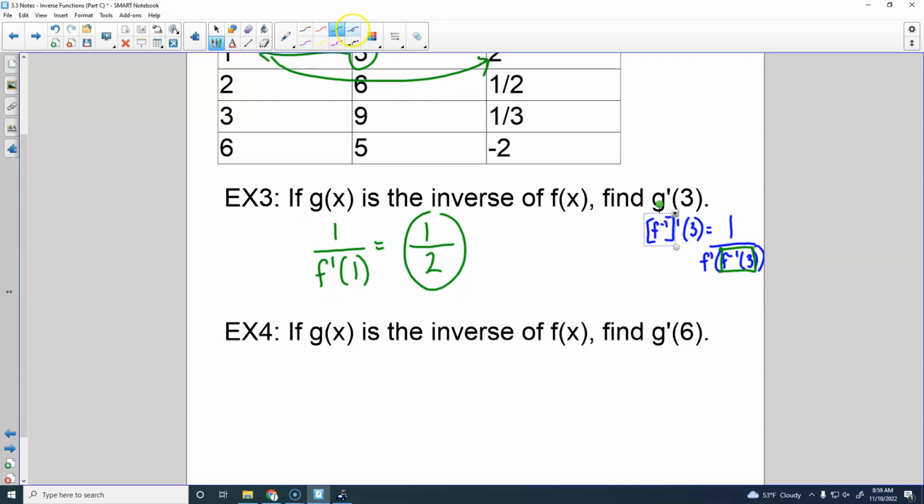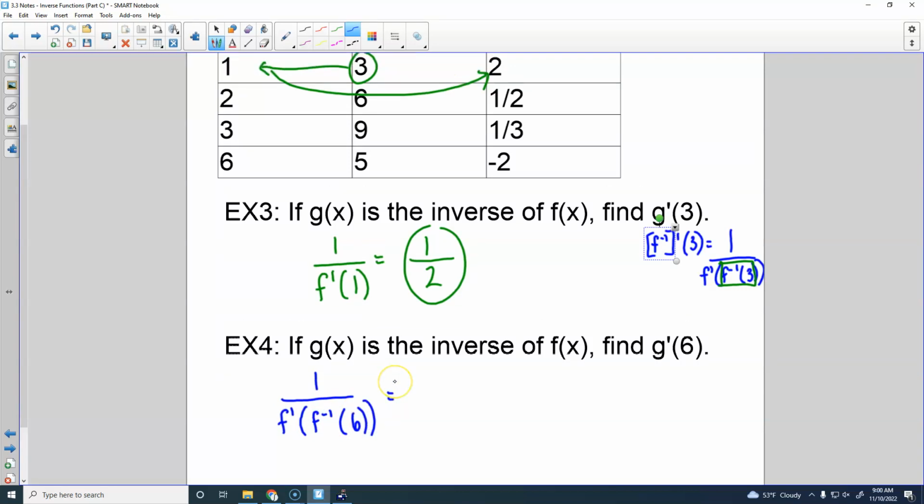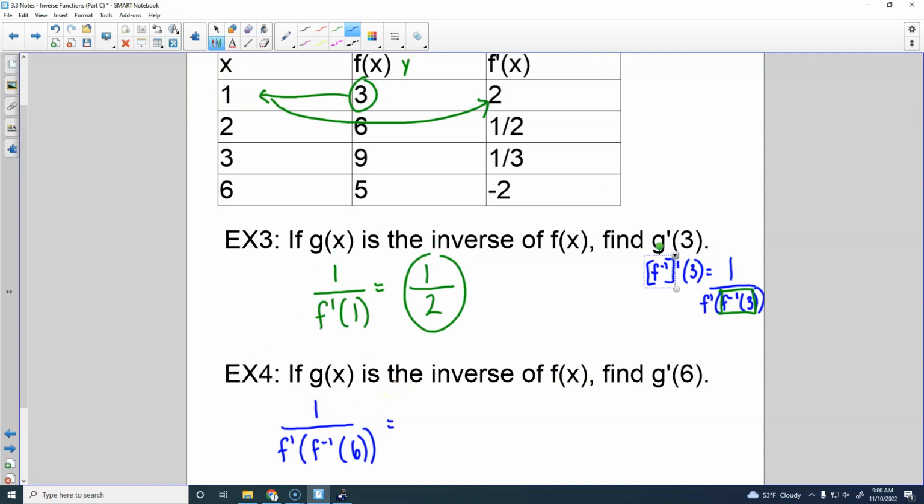Okay. Our next one here, we got G prime of 6. G is the inverse of F. So this is really asking us for f inverse prime of 6. So that's going to be 1 over f prime of f inverse of 6. So what is f inverse of 6? It is 2, right? We're looking on this column right here. The 2 is what goes with it. So, 1 over f prime of 2. And what is f prime of 2?